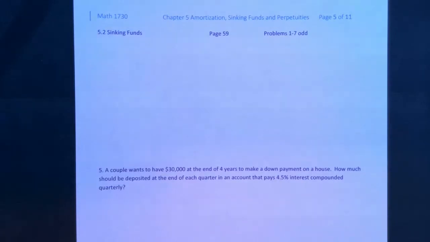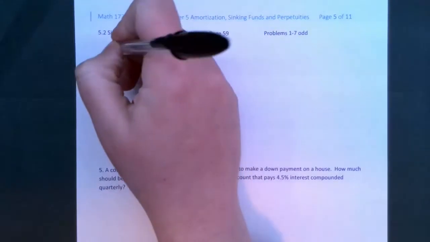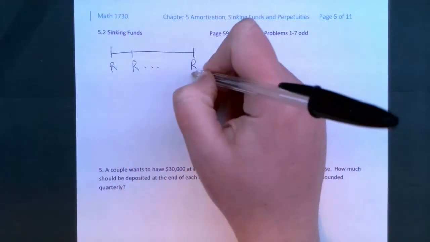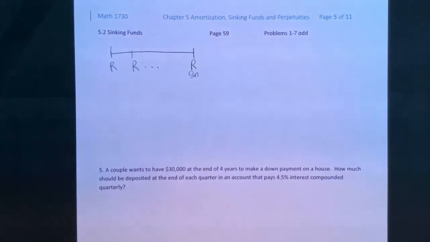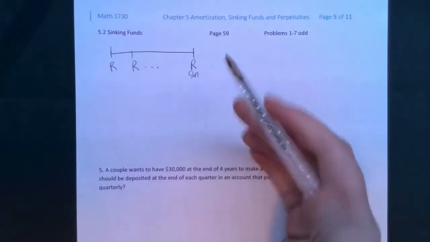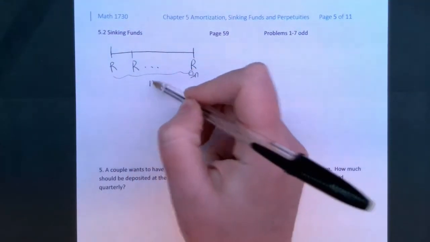We're in chapter 5, section 2, which is on sinking funds. The big idea with sinking funds is that we have regular payments made, and then at the time of the last deposit, we are trying to accumulate that amount. So that's all sinking funds are. This is an S sub n problem, which is why it's called S sub n, because we're sinking the funds to create it. Okay, so again we have n regular payments.